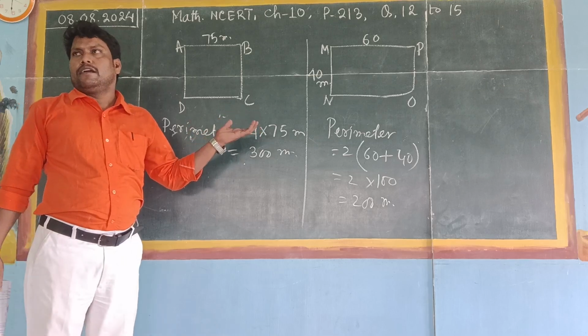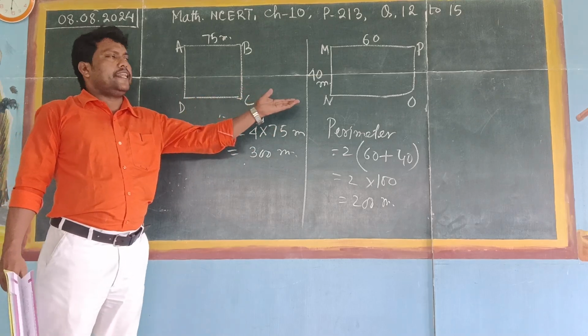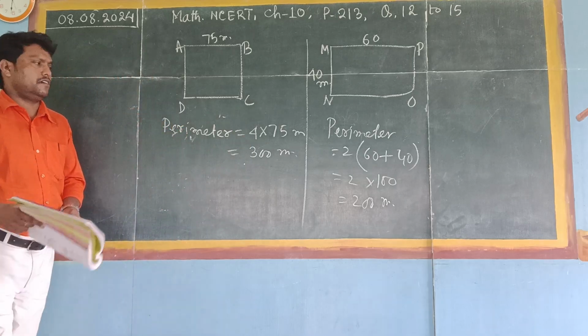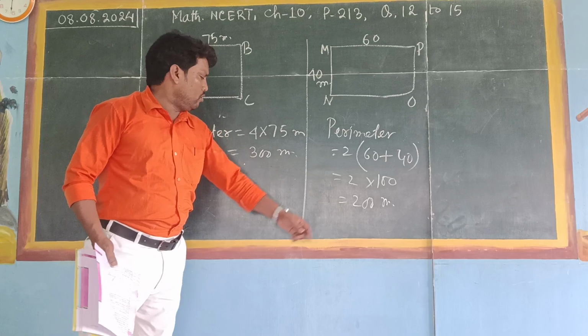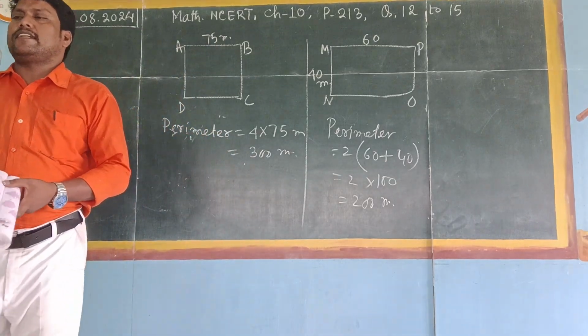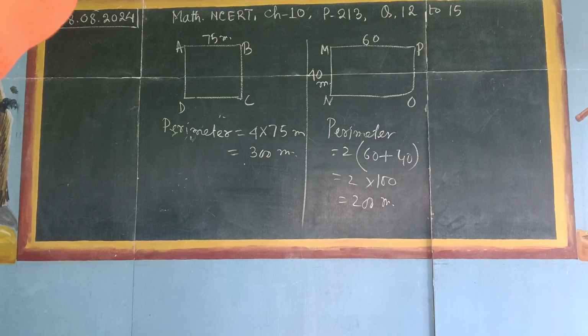Just the problem is given to compare between two friends, who covered a square path and a rectangular path. Understand? Who covers less distance? Bulbul covers less distance. Okay. So in this way, you will solve the other problems.